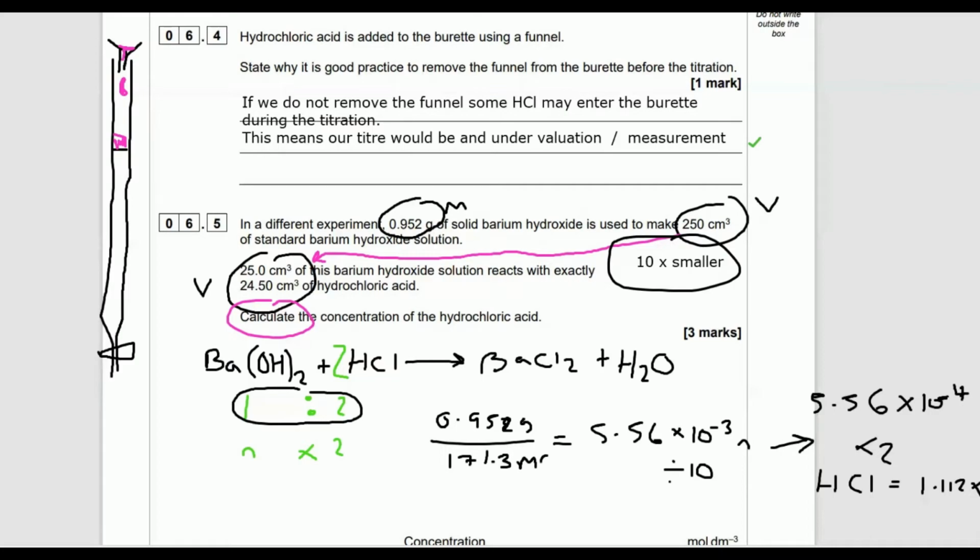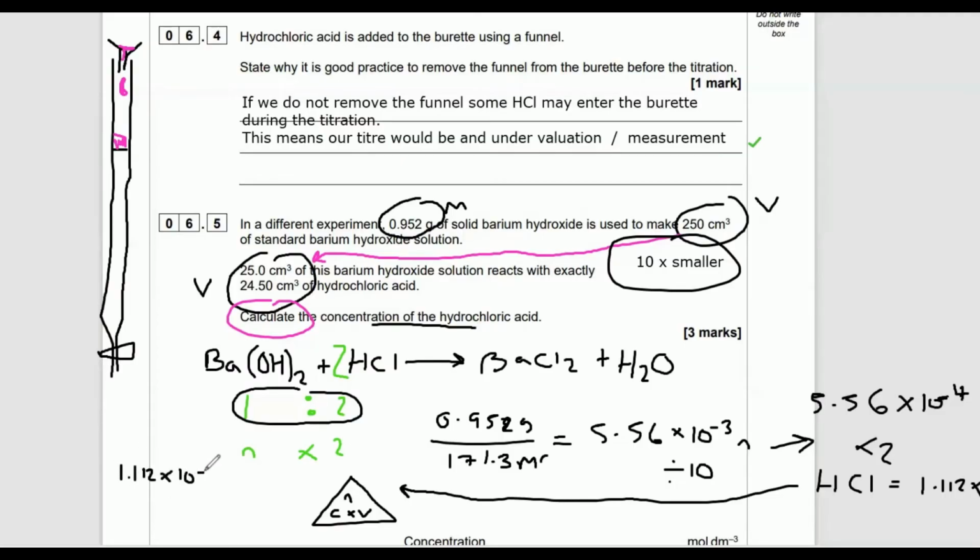Now we know that for every mole of barium hydroxide, I've got 2 of hydrochloric acid. So we want to multiply that by 2, okay? And that is going to give us 1.112 times 10 to the minus 3. And that's our moles of hydrochloric acid.